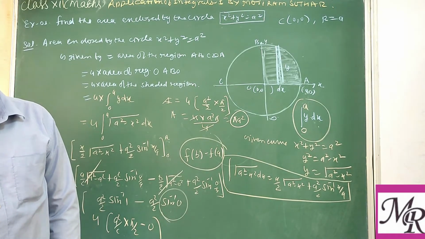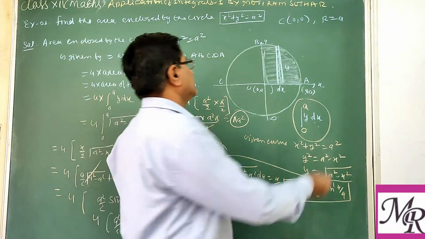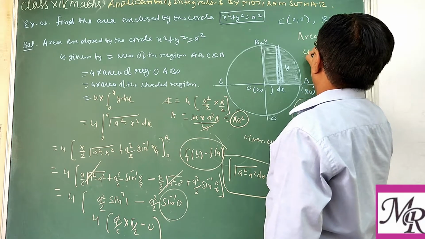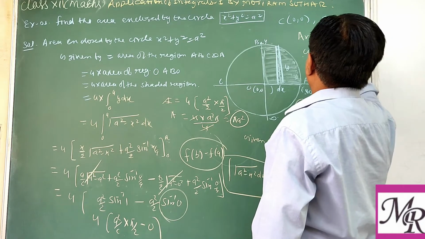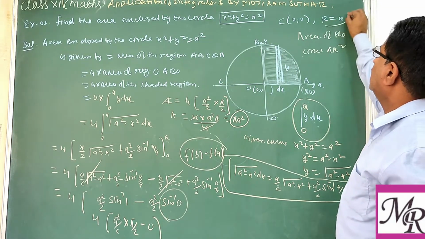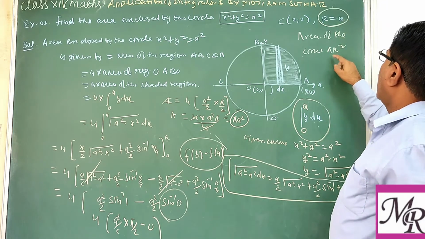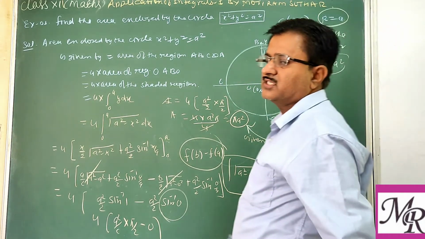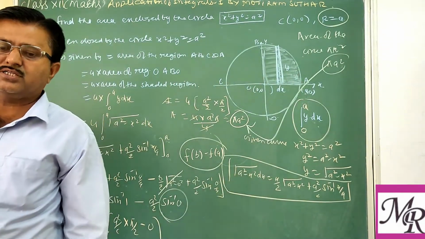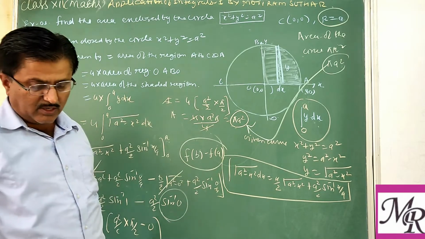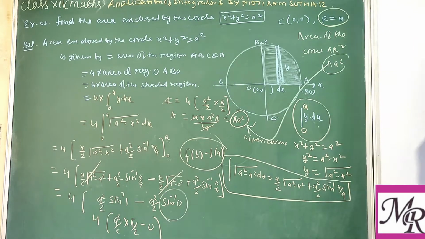Now one may also verify, as you know the area of a circle by geometry, the area of the circle is given by pi r square, where r is the radius. Here the radius is a. So pi into a square, that is what we are getting here. So this method is correct, and our calculation is also accurate. So in this way, dear students, we have to find the area enclosed by the curve.